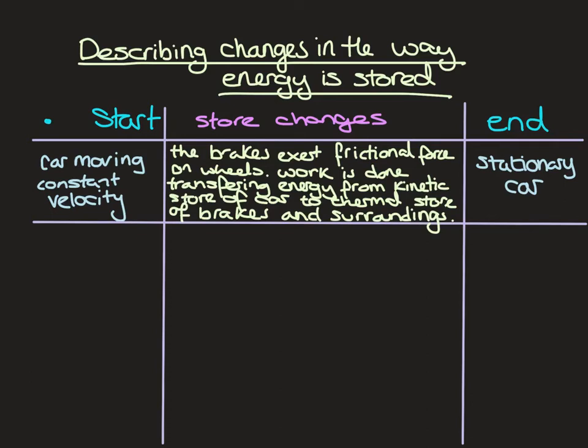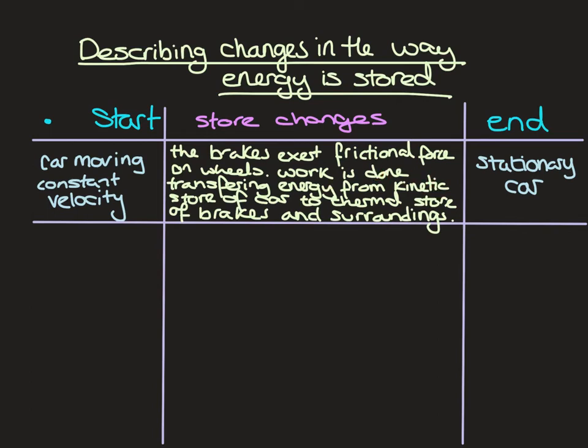So, how are we going to decelerate the car? We're going to need to decelerate the car by applying the brakes. The brakes are going to exert a frictional force on the wheels. Here we've got an example of mechanical work. There's a force doing the work. Friction is going to transfer the energy. Okay, what type of energy store did the car moving at constant velocity have? It was moving, so it had a kinetic store. It had energy in its kinetic store of energy.